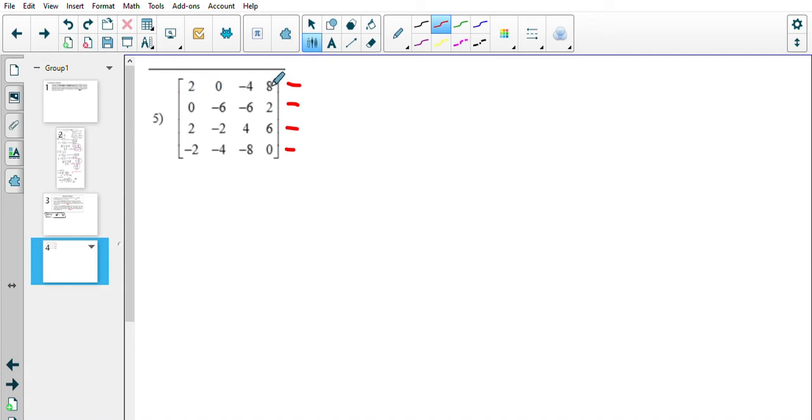So let's look at the first 2 rows. Is one of these strictly better than the other one? Let's see. 2 is greater than 0. 0 is greater than -6. -4 is greater than -6. And 8 is greater than 2. So every entry in row 1 is better than every corresponding entry in row 2. So we can eliminate row 2. Row 1 dominates row 2.